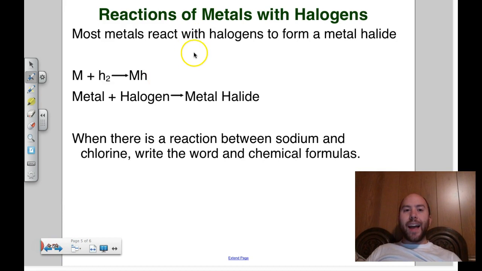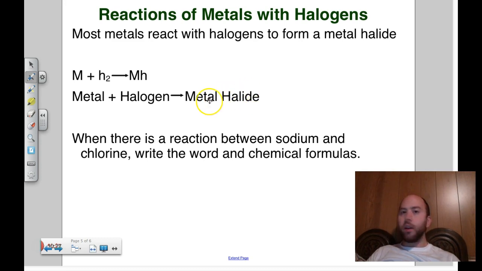Okay, metals with halogens. This time it's different kinds of halogens. So M plus H2, notice I use a lowercase h. If I use a capital H, I didn't want to confuse you with hydrogens. So this lowercase h is for halogens. And notice there's a subscript 2 here because all the halogens we'll use all are diatomic. So they have a subscript 2 there. And again, this makes a metal halide.